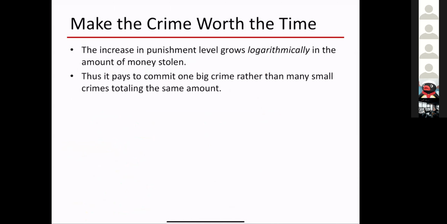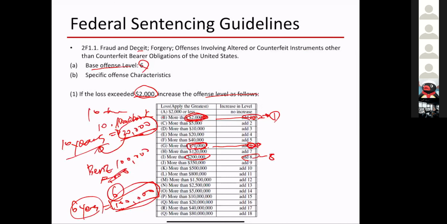So this increases the punishment level logarithmically in the amount of money stolen. So they pay us to commit one big crime rather than many small crimes. If you want to be a thief, try to make a big one. Small ones don't count. It just wastes your time. All right, so even our daily life, the law, and the base of the system works in a logarithm.